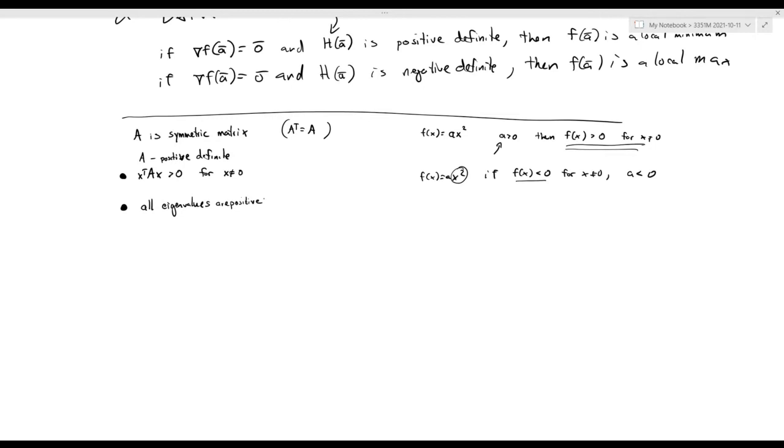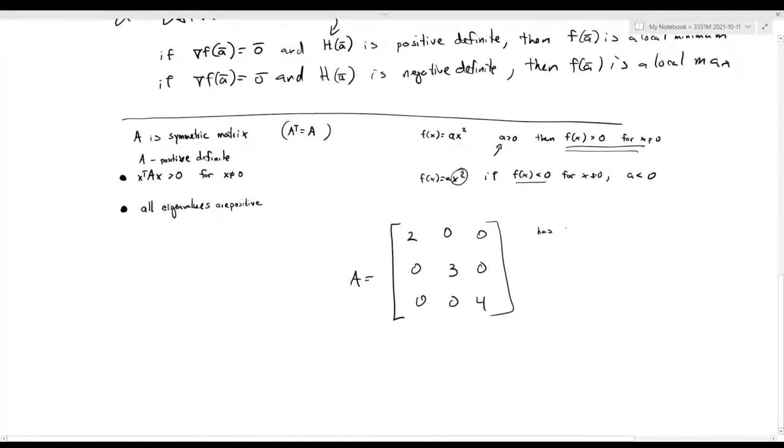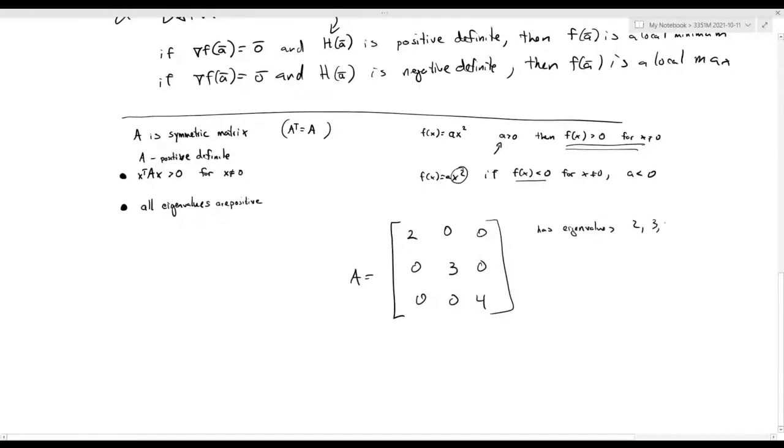And now this will take you back to linear algebra. It's not a proof, I just want to connect. Let me give you an example, like 2, 3, 4. So this is a diagonal matrix. It's symmetric. What are the eigenvalues of this diagonal matrix? 2, 3, 4. Yeah. This is a diagonal matrix, so the eigenvalues are just the diagonal entries. So this is a positive definite matrix.